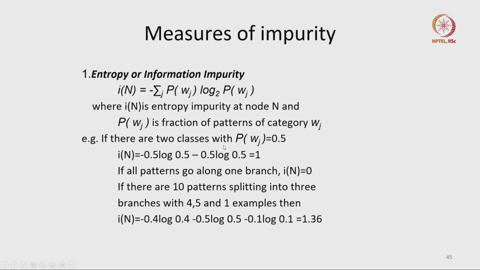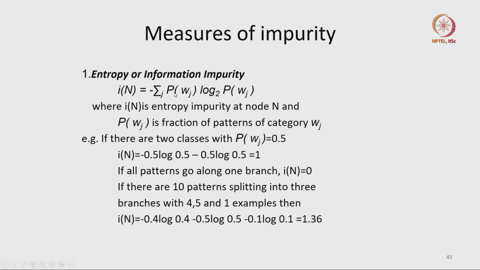Suppose you have two classes and p of omega j is equal to 0.5. You will get minus 0.5 log 0.5 minus 0.5 log 0.5, which is 1, which means it is going equally in the two branches. If all the patterns go along one branch, you get 1 log 1 minus 0 log 0, so IN equals 0. Now, if there are 10 patterns split into 3 branches with 4, 5 and 3, you get minus 0.4 log 0.4 minus 0.5 log 0.5 minus 0.1 log 0.1, which will be 1.36. This is known as the entropy or information impurity.